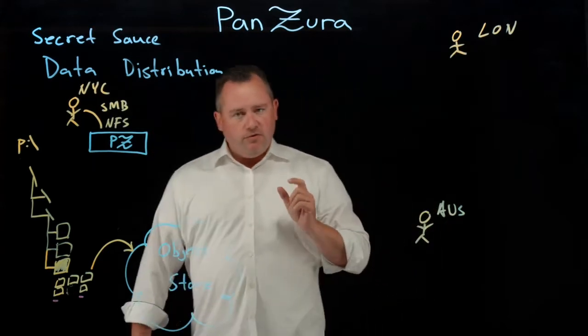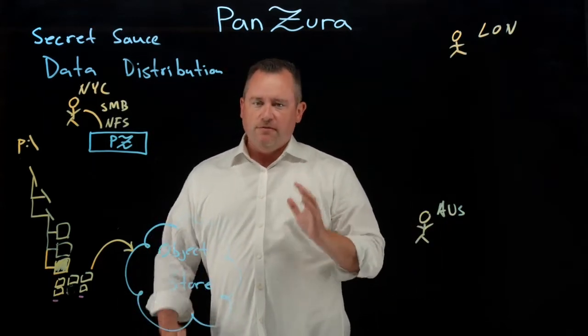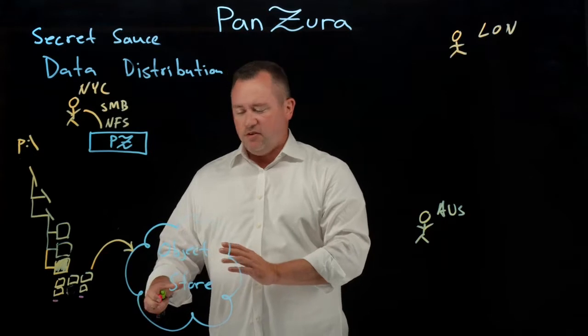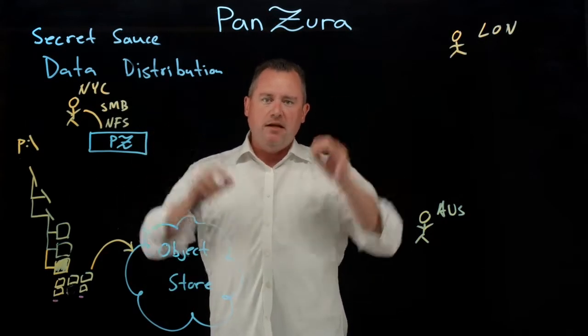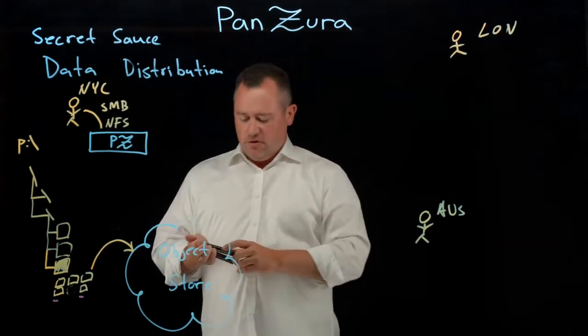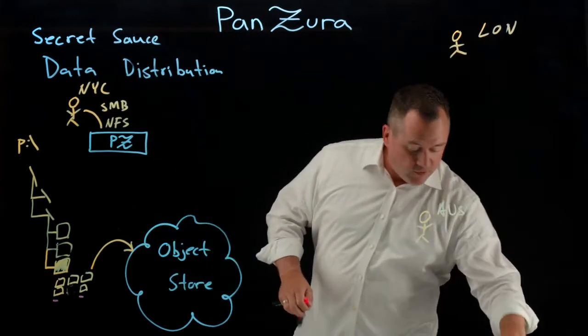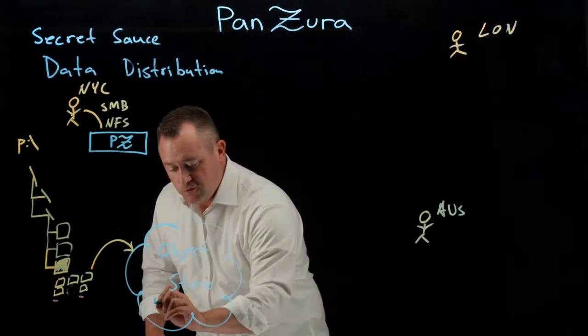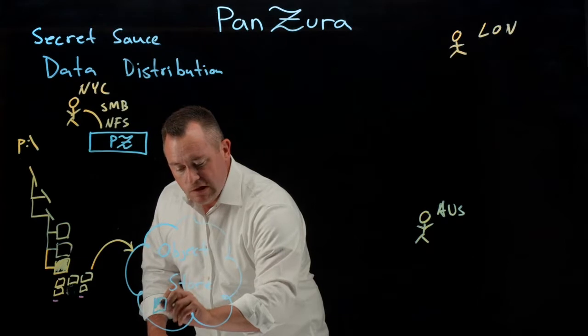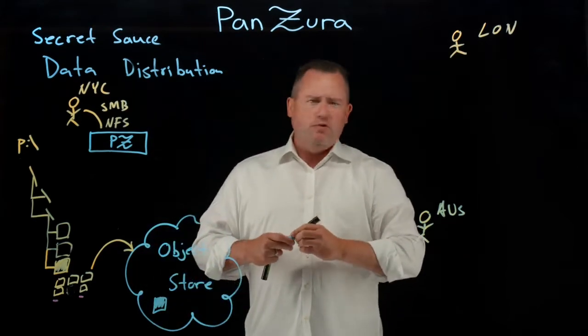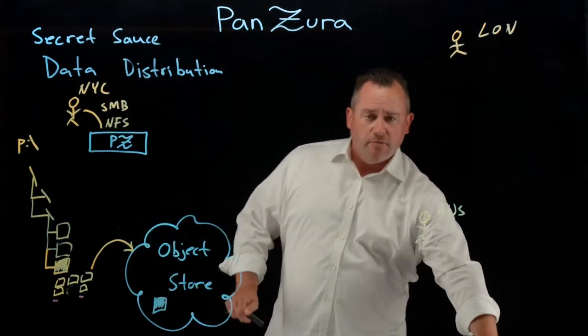So, and this is where it's very important, and where Panzura starts to differ from a lot of other file systems out there, is that we manage the data and the metadata as 2 distinct parts. So what that means is when we move it to the cloud, we first move the data, we get it to the cloud, we checksum it, we do all these great things, and it's encrypted, it's done properly.